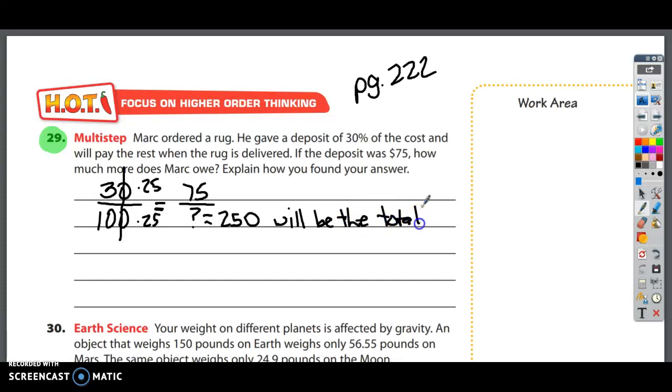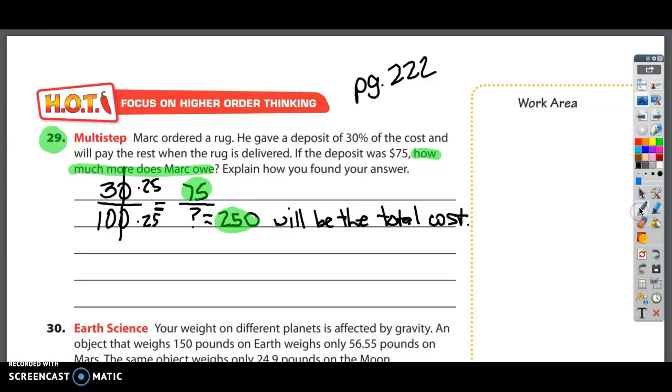The problem is that that's not the question. So let's go reread it. It says Mark ordered a rug. He gave a deposit of 30% of the cost and will pay the rest when the rug is delivered. If the deposit was 75, how much more does Mark owe? So pay attention to the fact that he paid 75 and 250 is the total cost.